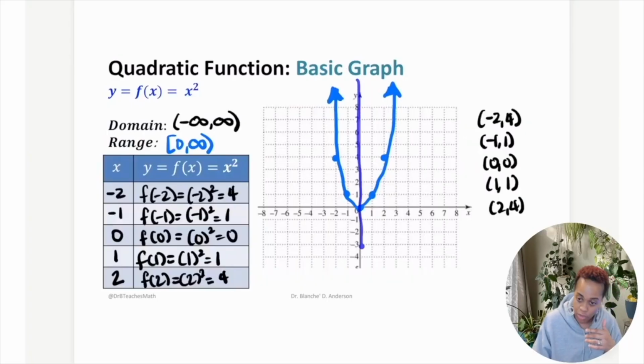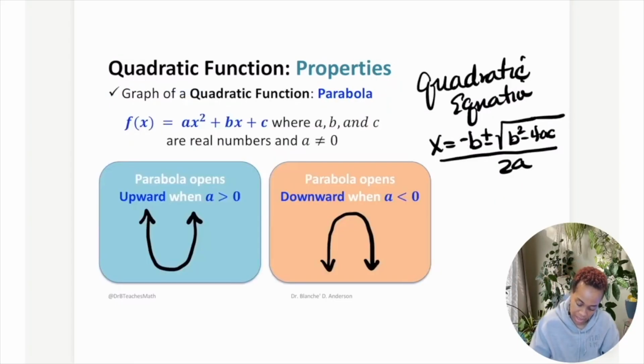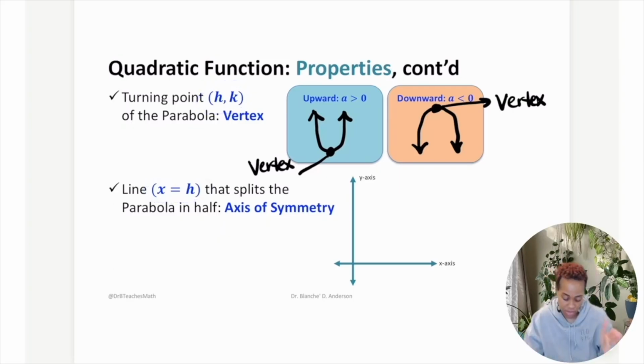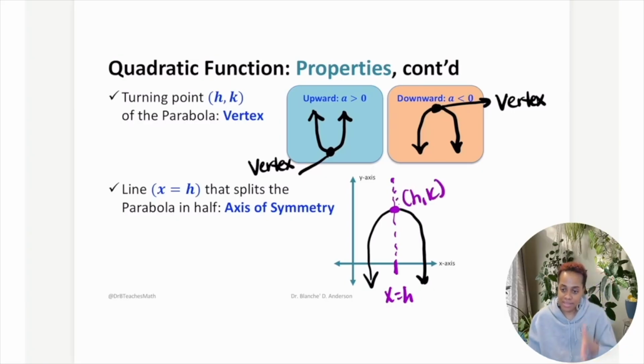Now, there is a line that splits the graph in half, meaning like a symmetric line where each side would match if you were to fold it across that line. That is called the axis of symmetry, and it's the x equals h line. And you notice the h is the same h that's in the vertex. So you're like, what's the line that splits the graph in half? For example, if I drew that one this way, the axis of symmetry would be whatever this x value is, x equals h, because this is your vertex, hk, and the line that splits it in half is the axis of symmetry.